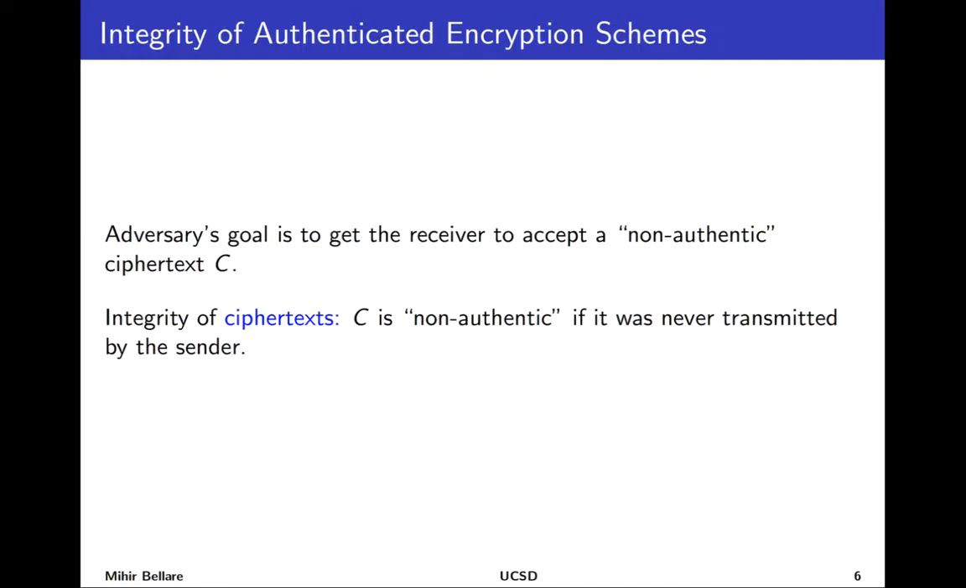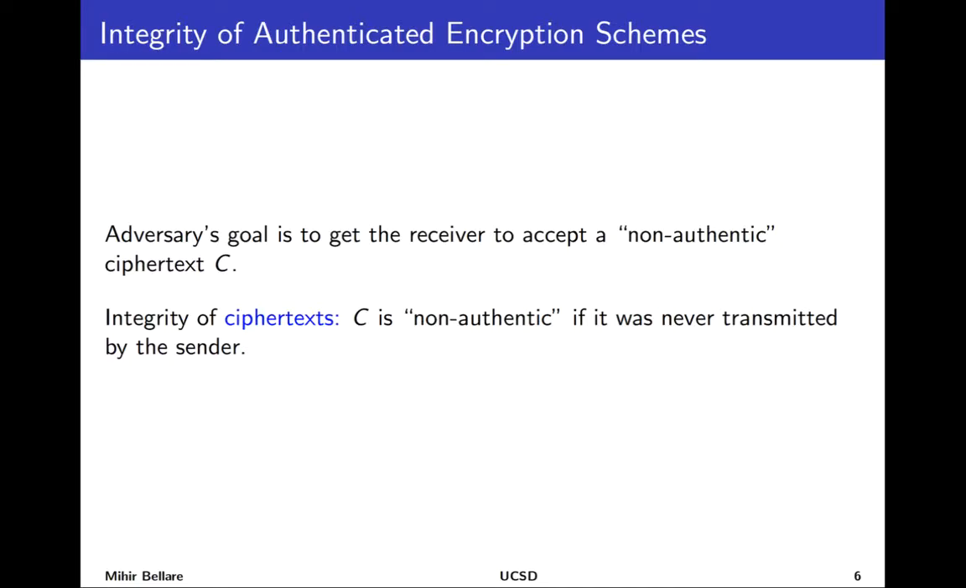So we will now give some games and define authenticity requirement for encryption. Intuitively, it's quite simple. It just says that a ciphertext is non-authentic if the sender never sent it. It was never created and sent by the sender. And so integrity will simply ask that an adversary be unable to create these non-authentic ciphertexts.